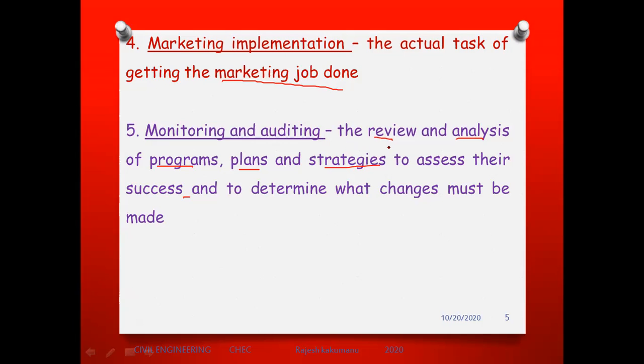You have to keep a separate review process, separate analysis, separate plans and strategies, to assess their success and to determine what changes must be made. So we have to monitor your business, audit your business, inspect your business, and determine what changes should be made in the future, depending upon your reviews and analysis.